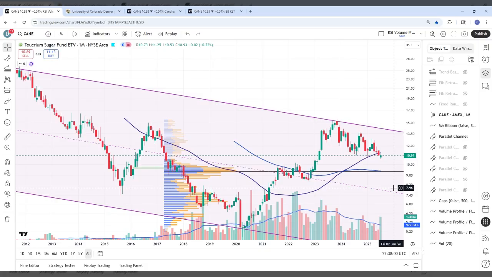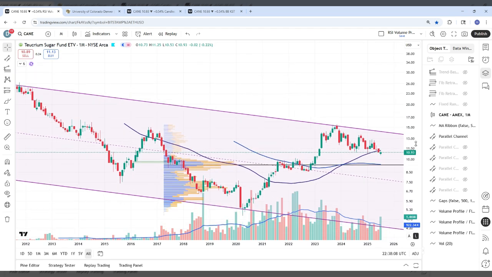Hi, today I'm going to talk about cane, C-A-N-E, otherwise sugar. And here is our monthly chart. You can see that we have this point of control down here, and we've broken below our moving average on this monthly chart.